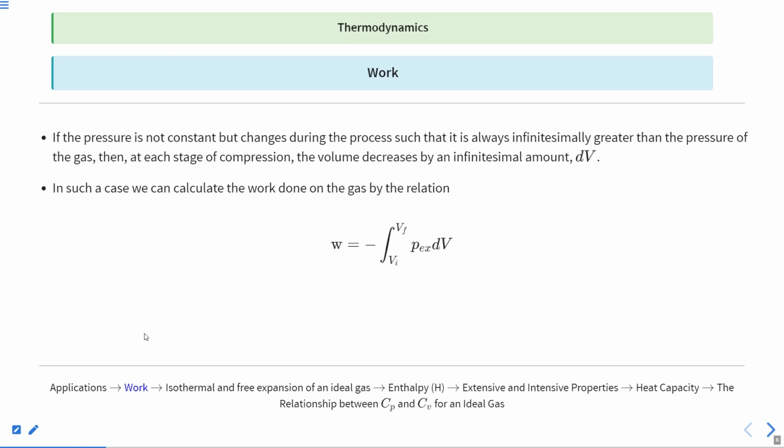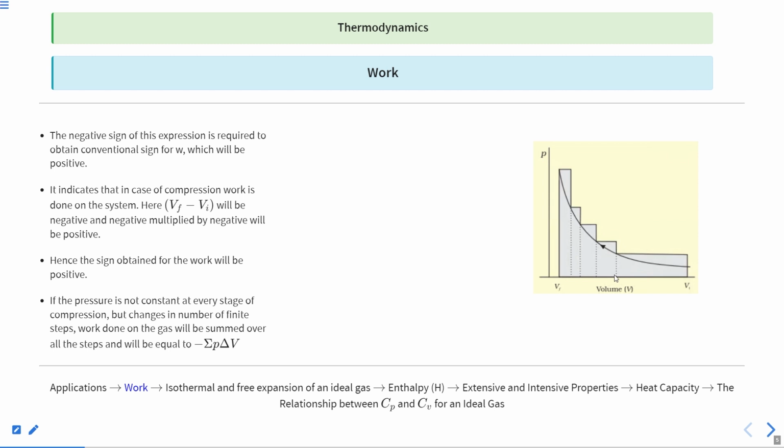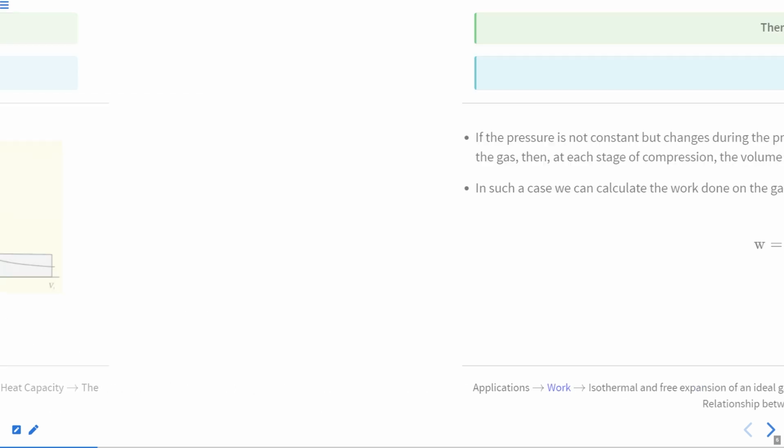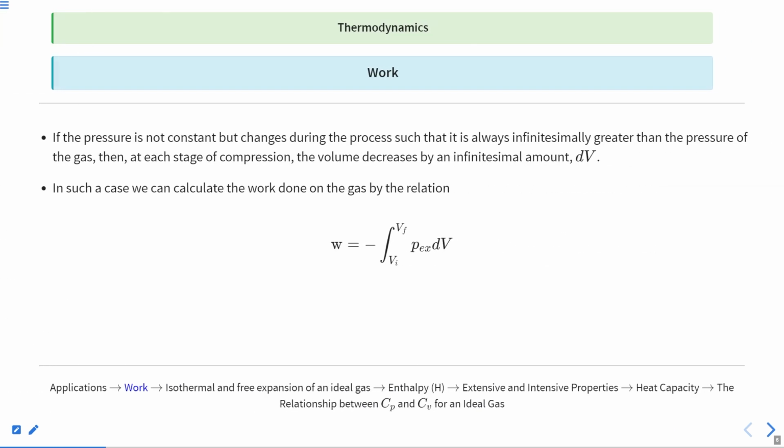Clear? Now suppose we are moving from this volume to this volume in multiple steps, and in those multiple steps the change in volume is very small. We are moving in such a way that the process becomes reversible. So what we do in a reversible process is we move through an infinitesimally small volume. And in that case the work done is reversible.